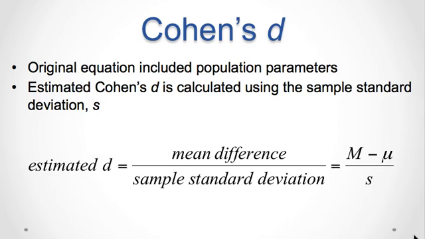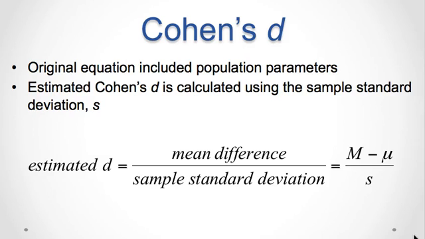Remember the chart from Chapter 9 to help you determine the magnitude of an effect. An effect size d equal to 0.2 is considered a small effect. An effect size d equal to 0.5 is considered a medium effect, and an effect size d equal to 0.8 is considered a large effect.